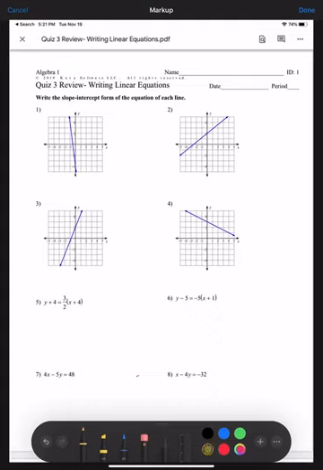So the directions for all of these are to write the slope-intercept form of the equation of each line. And so just a reminder that slope-intercept form is the form y equals mx plus b, where m is the slope and b is the y-intercept. And so for 1 through 4, we are given a graph.